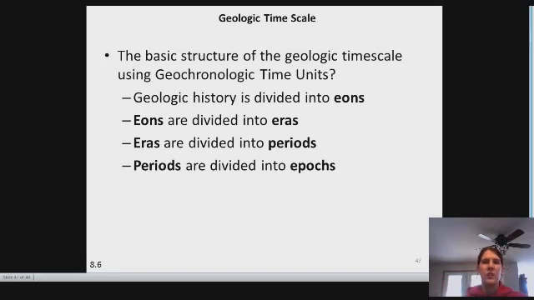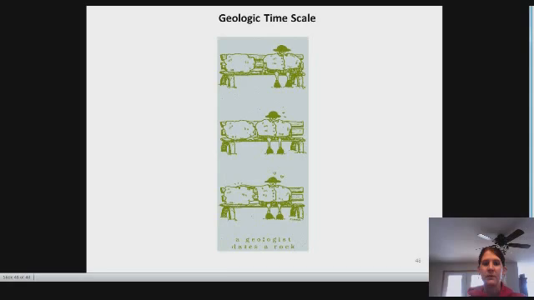The basic structure of the timescale uses geochronologic time units. So we discussed this already: eons to eras, eras to periods, periods to epochs. And this is just a weird little comic about geologists dating rocks. Get it? Dates. Okay. So that's the end of that slideshow.